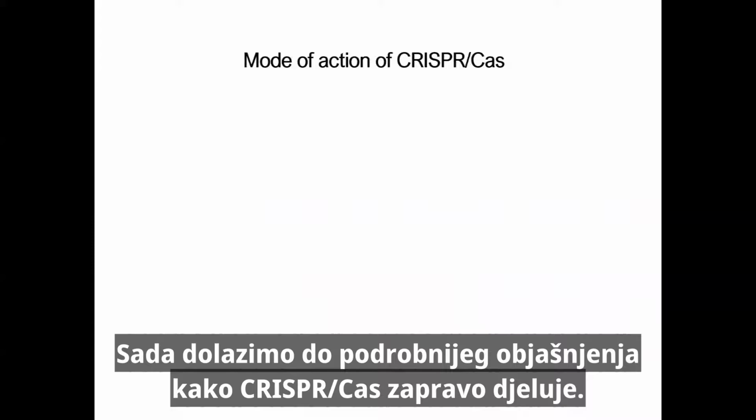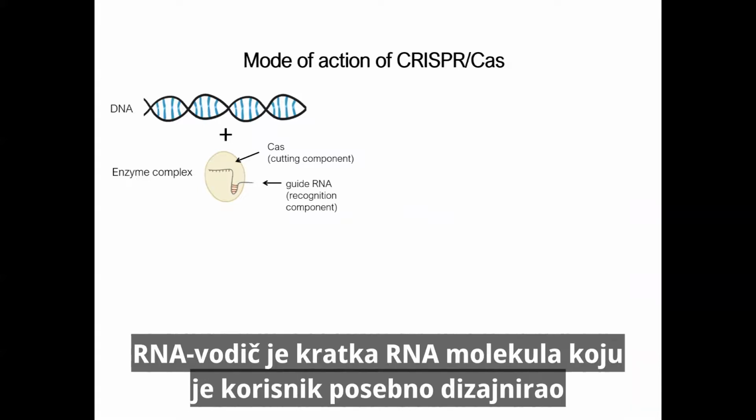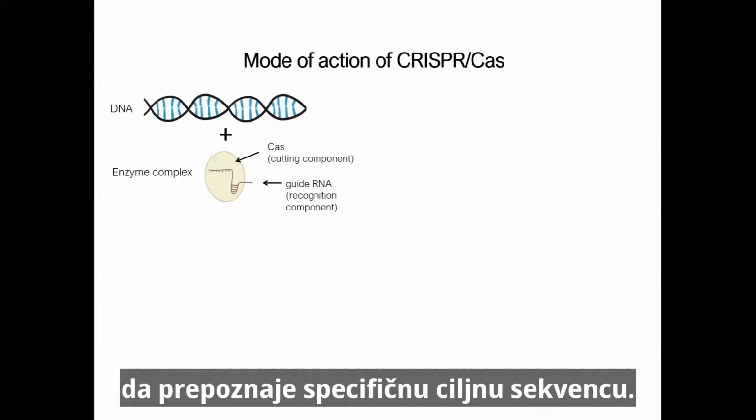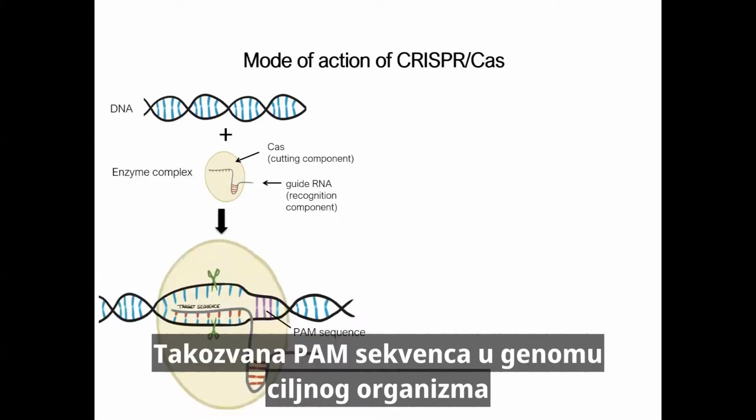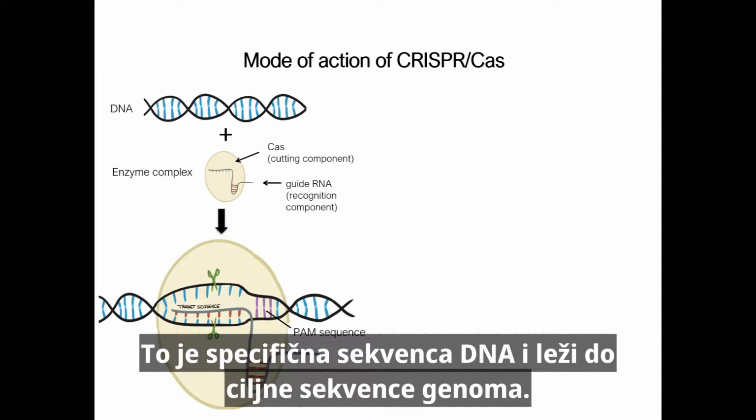Now we come to a more detailed explanation of how CRISPR-Cas actually works. The enzyme complex is now in the cell nucleus, where the DNA of the cell to be changed is located. The guide RNA is a short piece of RNA that has been individually designed by the user to recognize a specific target sequence. A so-called PAM sequence in the genome of the target organism serves as a stop signal for the enzyme complex. It is a specific DNA sequence and it lies adjacent to the target sequence on the genome.